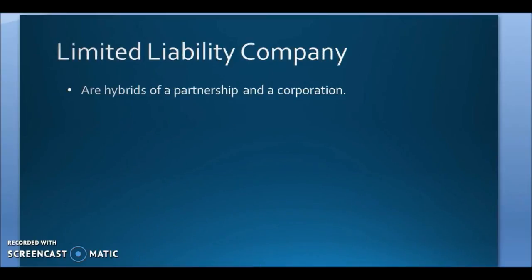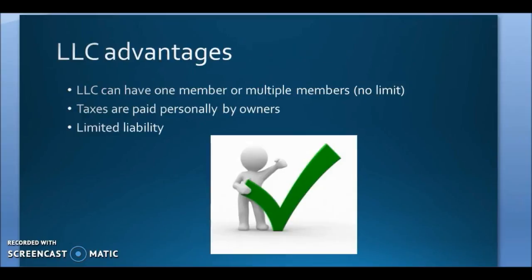And lastly, we have the limited liability company. This is a hybrid of a partnership and a corporation. That's what most people usually use to describe an LLC, because you get both the benefits of a partnership and the benefits of a corporation. Some advantages of an LLC are that you can even have one member, or you can have multiple members, and there's no limit on how many members you can have. So you can have one owner or multiple owners. It doesn't matter. You can do either one.